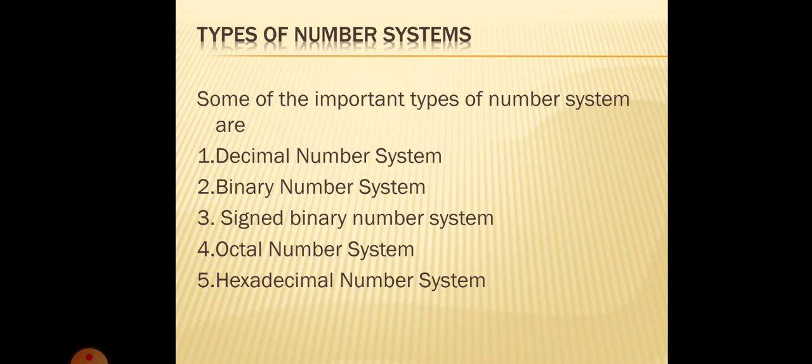Then fourth one is octal number system. Oct means 8. We are using here 8 types of digits. Therefore, it is called as the octal number system. Then fifth one is hexadecimal number system. Hex means 16. We are using 16 types of representations to represent this number system. Therefore, it is called the hexadecimal number system. Next, move to the next slide.